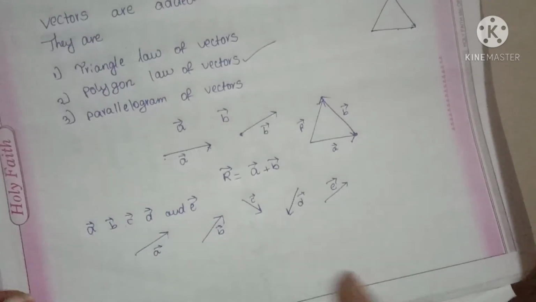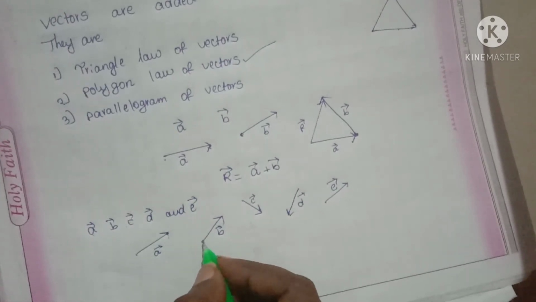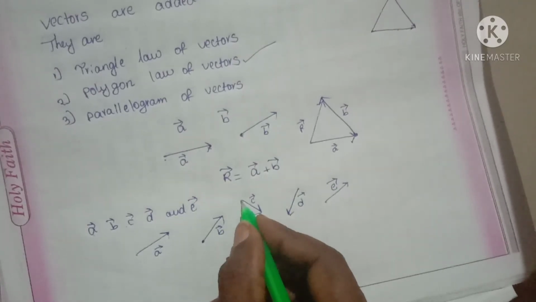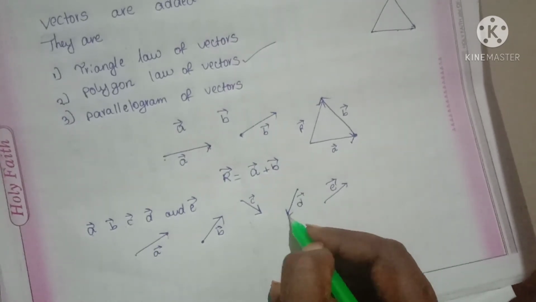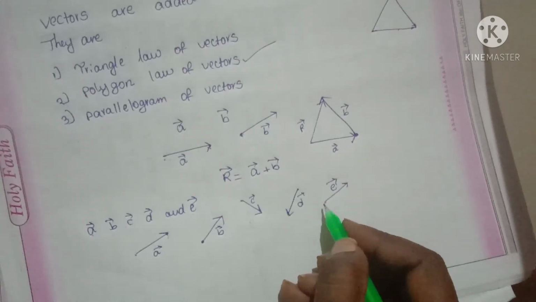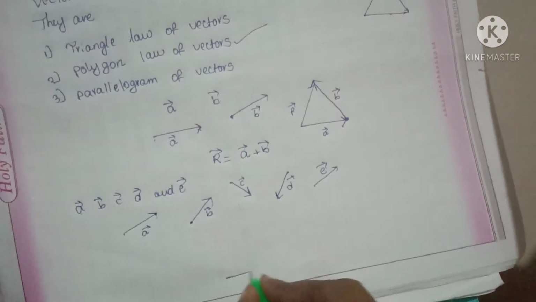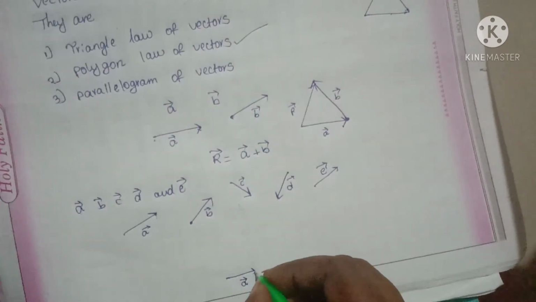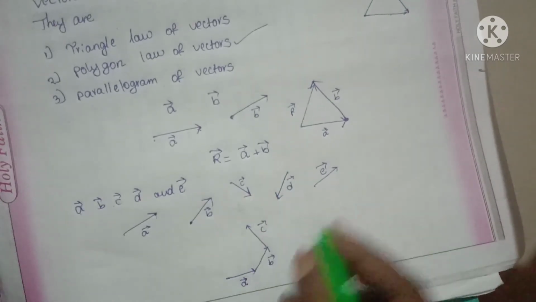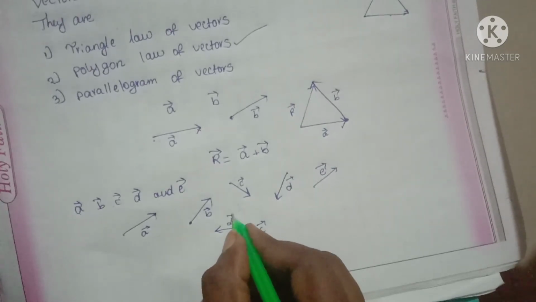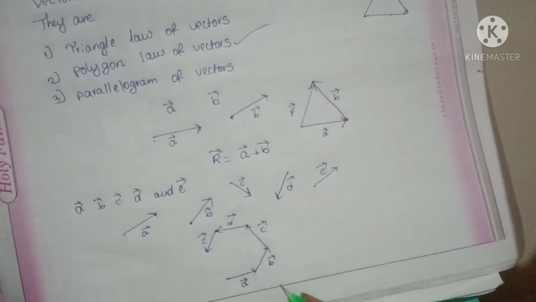So how do we arrange them? The head of the A vector coincides with the tail of the B vector, the head of the B vector coincides with the tail of the C vector, the head of the C vector coincides with the tail of the D vector, and the head of the D vector coincides with the tail of the E vector. That means they are sides of a polygon taken in order. Like that we have to arrange them in a polygon.